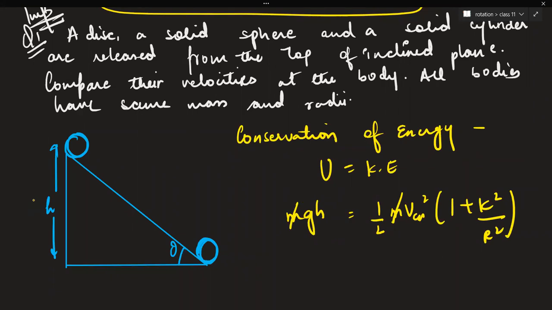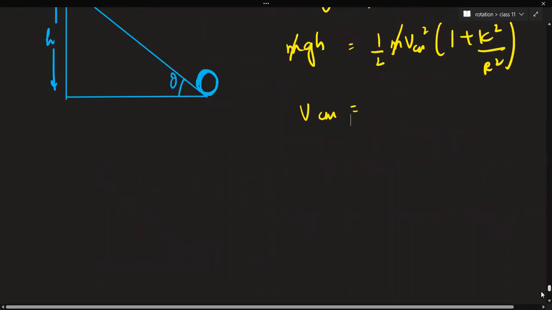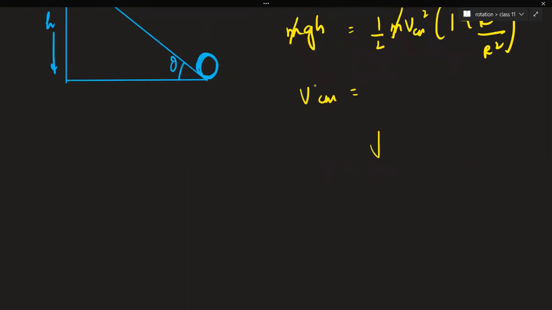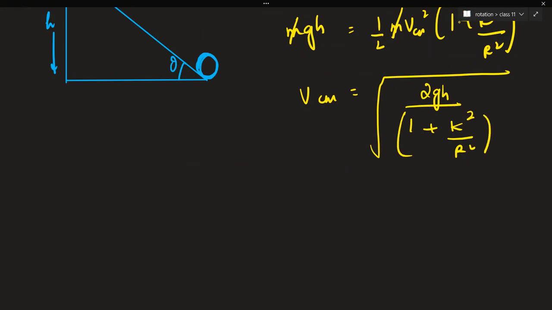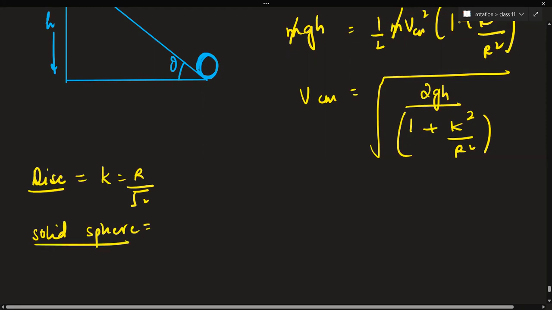So mass gets cancelled. VCM will be, see from here, under root because it was square. So this 2 will get multiplied with gh, so 2gh, and the whole term in the denominator is 1 plus k square by r square. This will be the formula. Now let's start one by one. Start with disk first. For disk, the radius of gyration we have also calculated: r by root 2. For solid sphere also we have calculated, k will be r root 2 by 5.